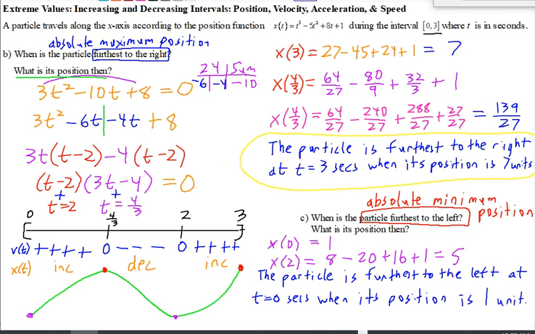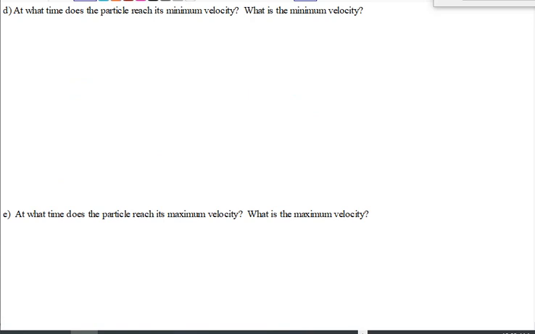All right, let's take a look at part D now. It's a little easier as we go now. For part D, we want the minimum velocity. It's a little clearer. That's talking about absolute minimum velocity. And part E, the maximum velocity, the time it reaches it and what is the maximum.